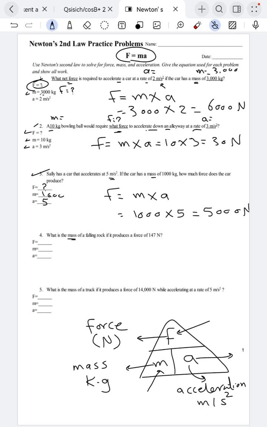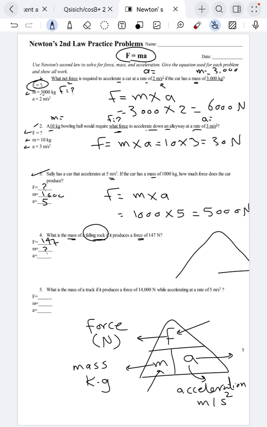Here it's another type of question. Now he's asking about the mass. So what is the mass? So mass here is unknown, of a falling rock if it produces a force. So force is what? Force is 147, so I can put here F equal to 147, and the acceleration, he didn't give us the acceleration. Okay, so here it's like a good question. Why? Because now he's dealing with gravity, because he said in the question it's falling.